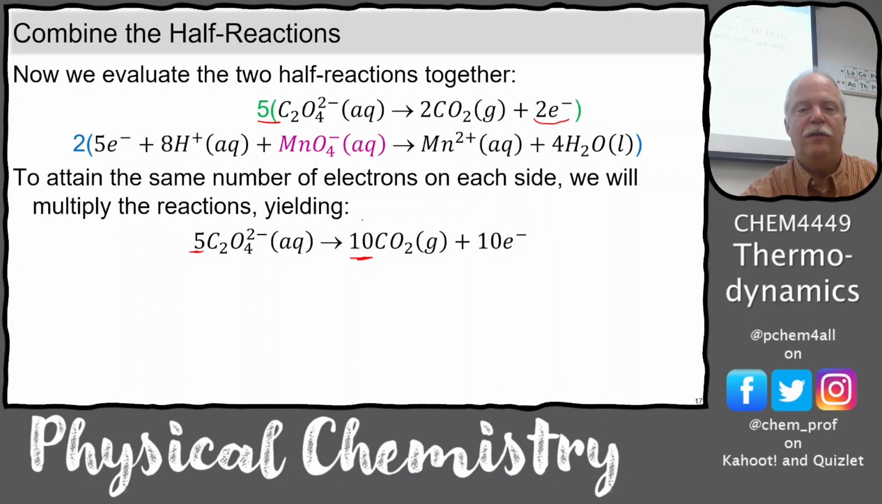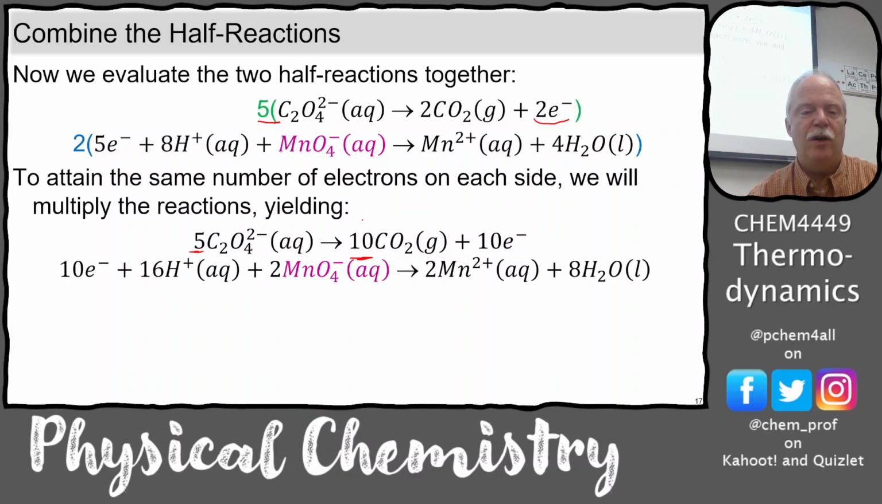So then the next one, we have lots of things to multiply. We take 2 all the way through: 10 electrons, 16 protons. We get some pretty large numbers, like 16. 2 permanganates, 2 manganese ions, and 4 times 2 gives us 8 waters. So we've multiplied everything through by 2, and now we can get rid of things that are on both sides, like the 10 electrons.